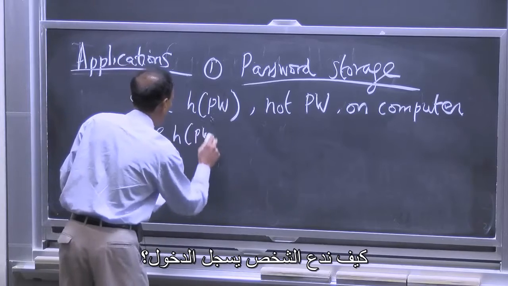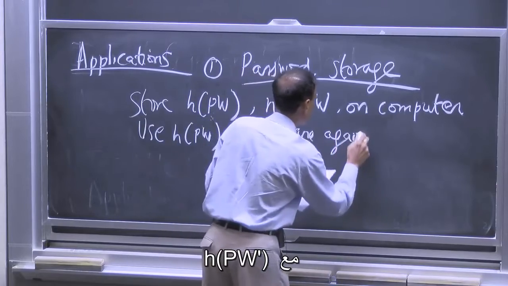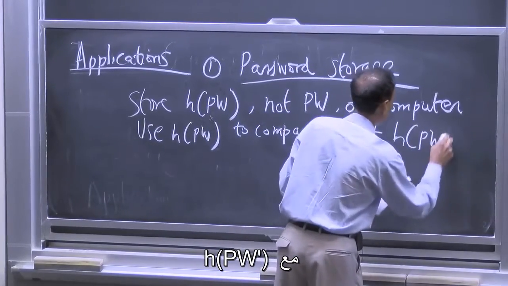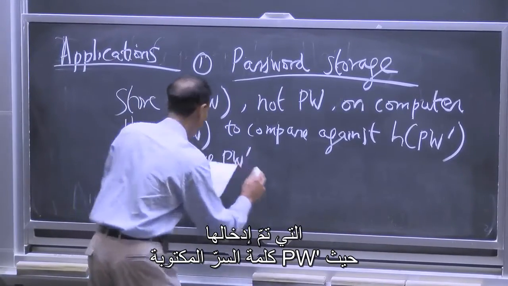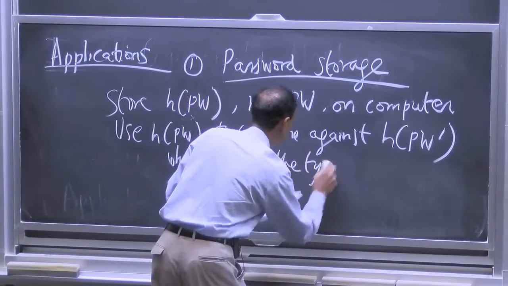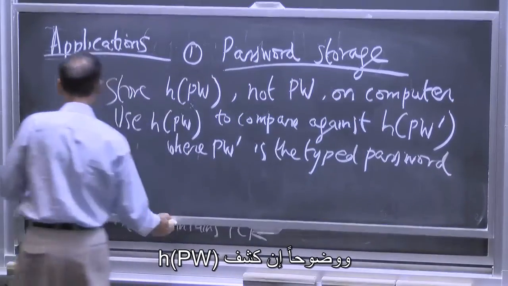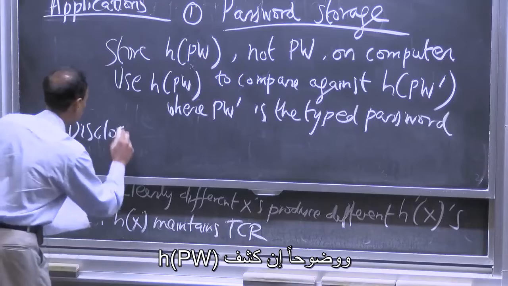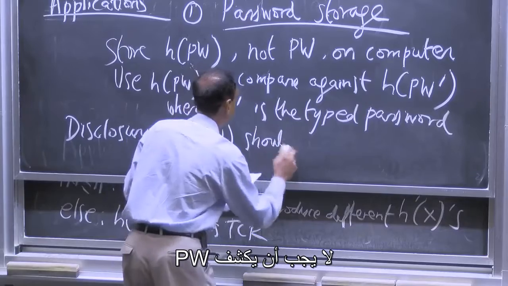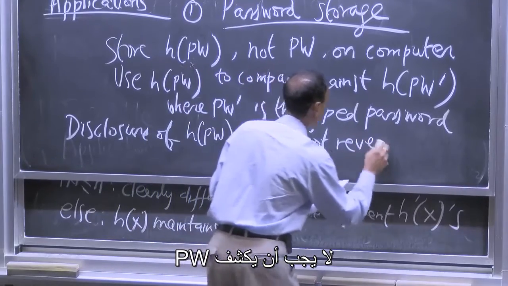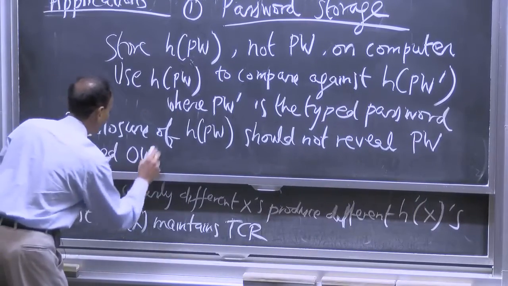How do you let the person log in? You use H of PW to compare against H of PW prime, which is what is entered, where PW prime is the typed password. And clearly what we need is that the disclosure of H of PW should not reveal PW. So we definitely need one-wayness.